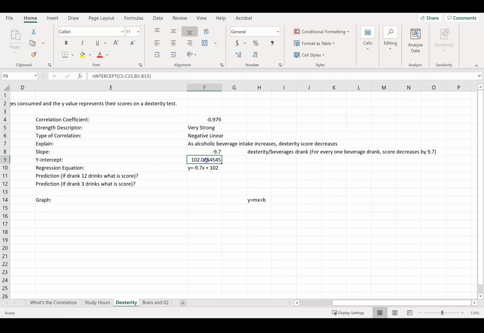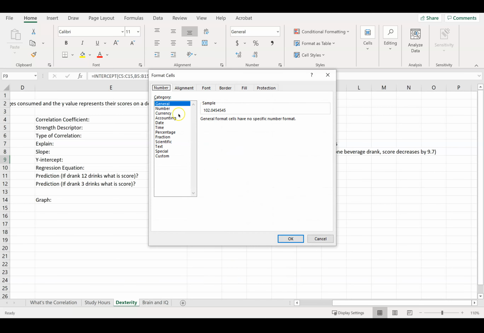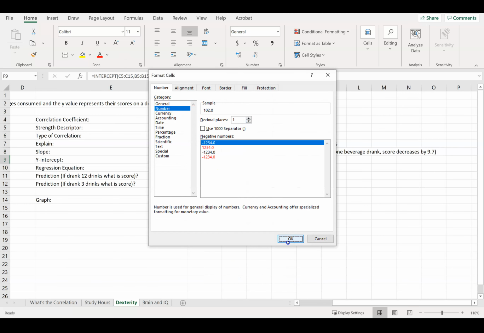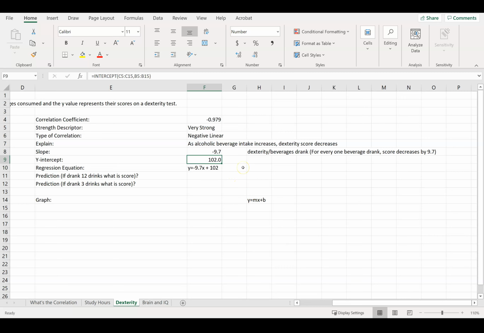And for y-intercept, it's also definitely enough to do 1 decimal place. So that'll clean up our data a lot. For our second situation, our y-intercept, what does the y-intercept mean? Well, it means that when we haven't drank a single beverage, that's our dexterity score on average. So the regression equation shows a dexterity of 102 with no beverages drank.